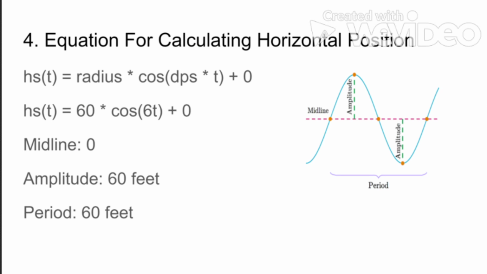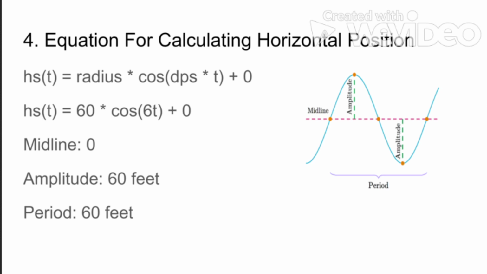Using the previously mentioned way we figured out the horizontal position, and then using the equation we used to get the height, we can then create an equation for the horizontal position. This equation is: horizontal position is equal to the radius times the cosine of your degrees per second times time plus 0. In our case, this looks like 60 times the cosine of 6 times your time plus 0.